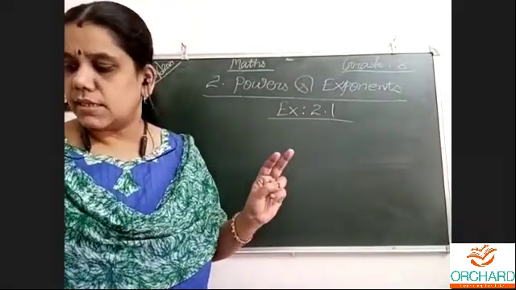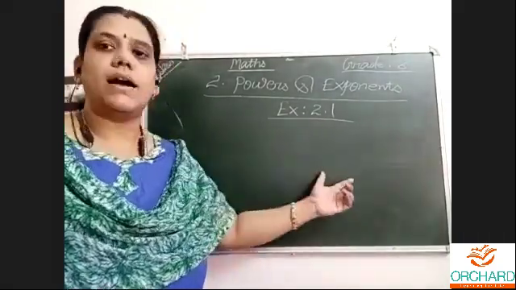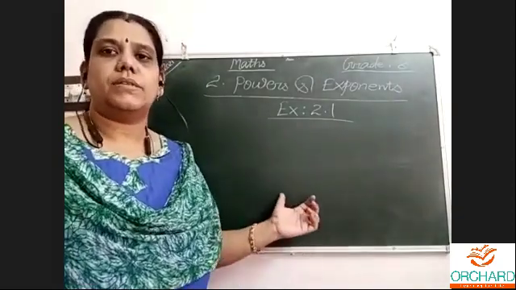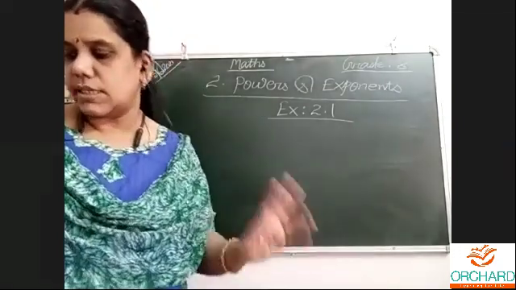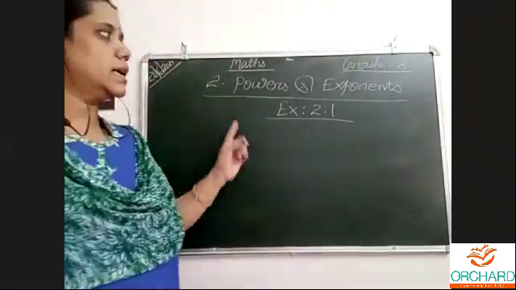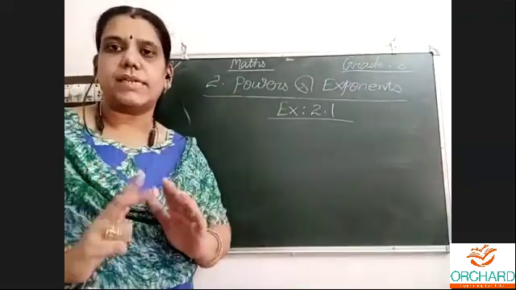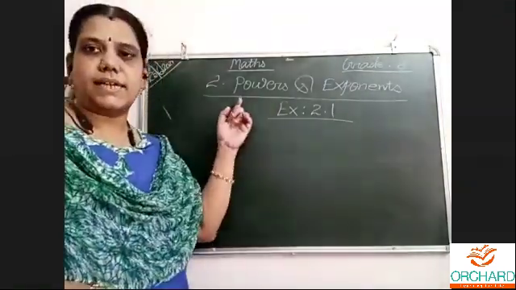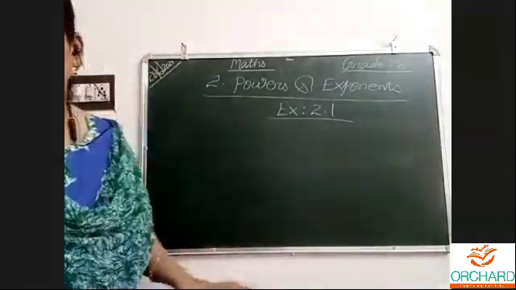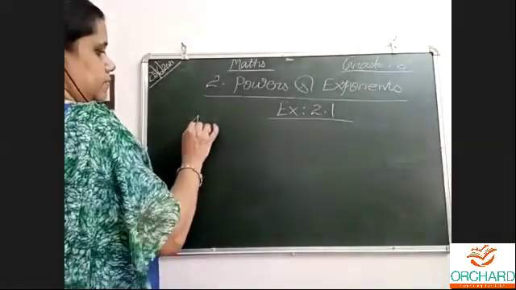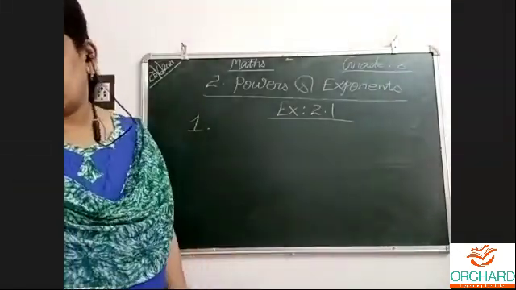The second exercise is about scientific notation, like writing large numbers in power form. Scientific form. That is also easy. Last year we had that also. Only 2 exercises are there for this chapter. The easiest chapter of our textbook is this, powers and exponents. Only 2 exercises. Both are very easy. The easiest chapter of our entire book.